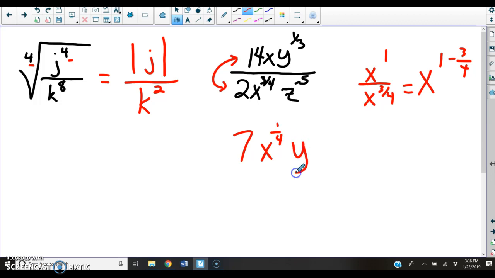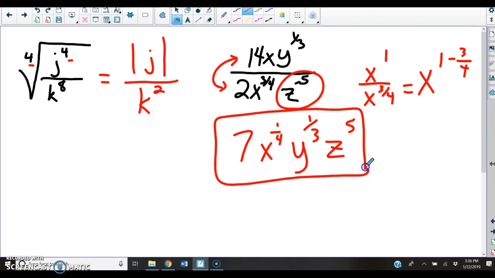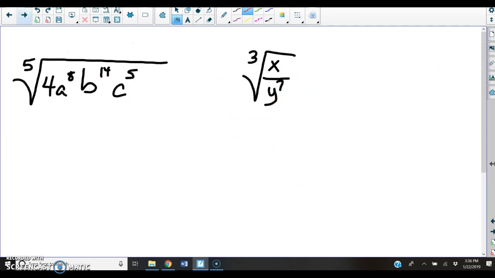There's only one term with y. We have z to the -5 in the denominator. To make the exponent positive, we move it to the numerator. That's not real pretty, but it's simplified. Each variable is used only once. The coefficient is simplified. That's all we can do with it.